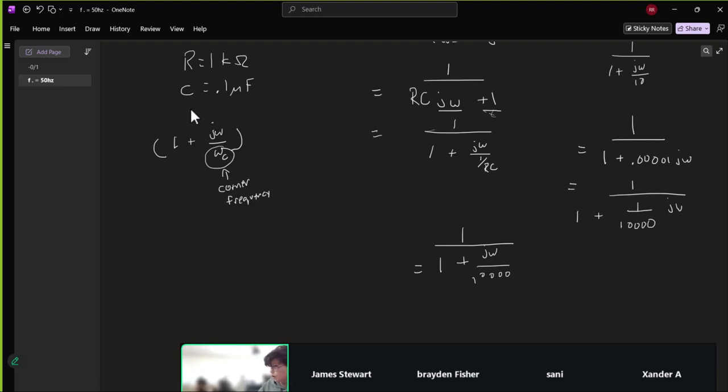And this would be a pole. And so that means when you get to 10,000, it starts sloping down by 20. So corner frequency is 10,000 radians per second. In hertz, the frequency is omega over 2 pi. So that'd be 1591 hertz.